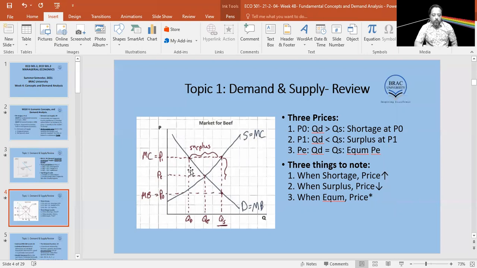Now, when there is a shortage in the market, as I just said, households are willing to buy more. So they're willing to offer a higher price. Price will tend to go up. When there's a surplus, firms have overproduced. So in order to get rid of their excess stock, firms will have an incentive to reduce the price. And at equilibrium, price will have a tendency to neither increase nor decrease. That then will be the definition of equilibrium.